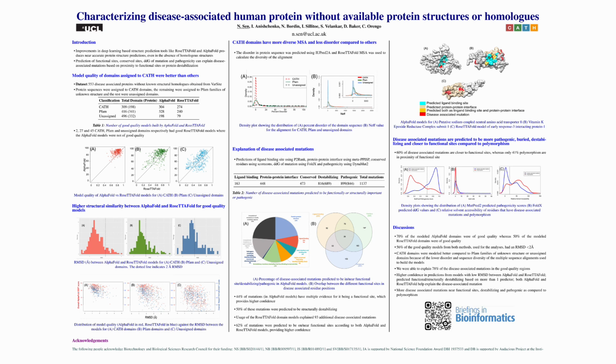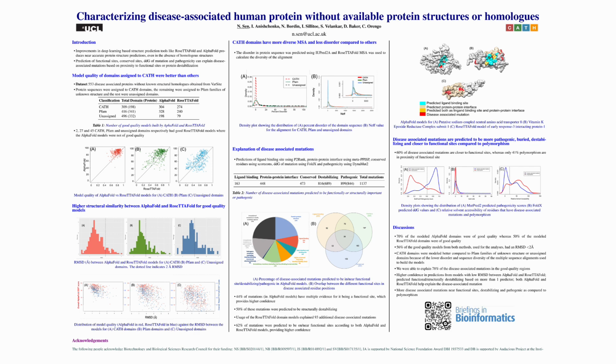In this poster, I will be talking about characterizing and explaining disease-associated human mutations in proteins without available protein structures or homologues. This work was carried out in collaboration with David Baker from University of Washington and Sameer Velankar at the EBI. Over the past few years, there have been massive improvements in deep learning-based protein structure prediction. The models of the protein structure can help explain disease-associated mutations based on proximity to functional sites, destabilization, and pathogenicity.